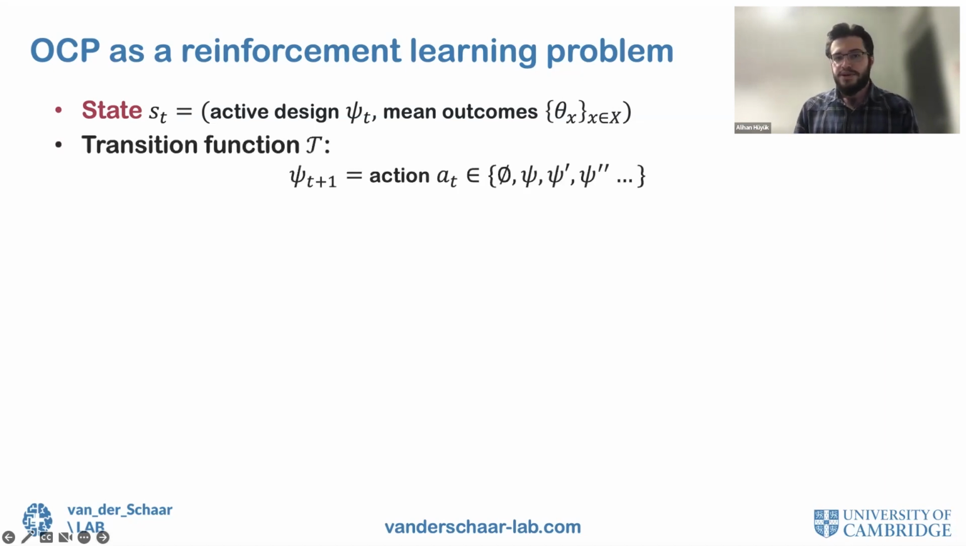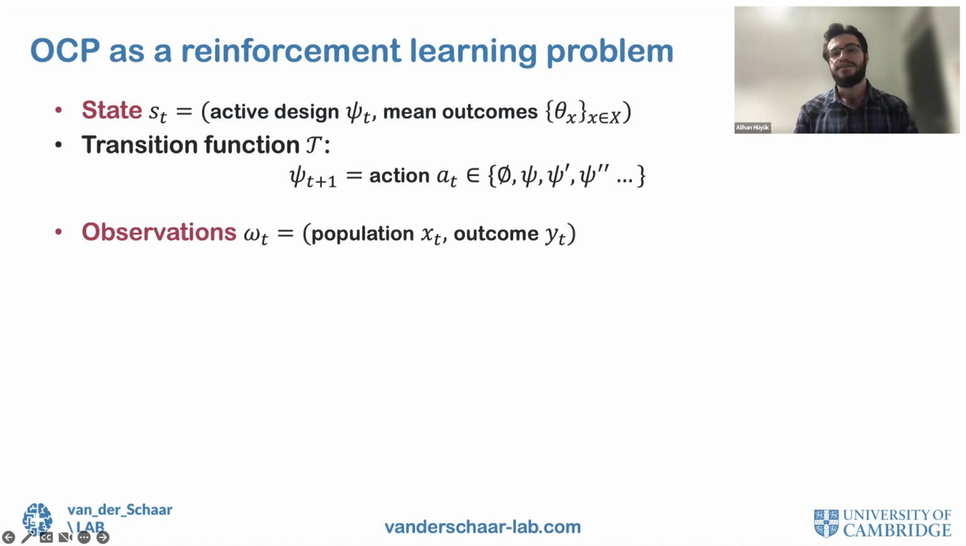And the transition function here is very simple. When I take an action, i.e. when I choose what trial design I want to follow, the active trial design becomes that design. And then, as I run these trials, my observations consist of pairs, where I see which population a patient belongs to, and the outcome that is associated with that patient.